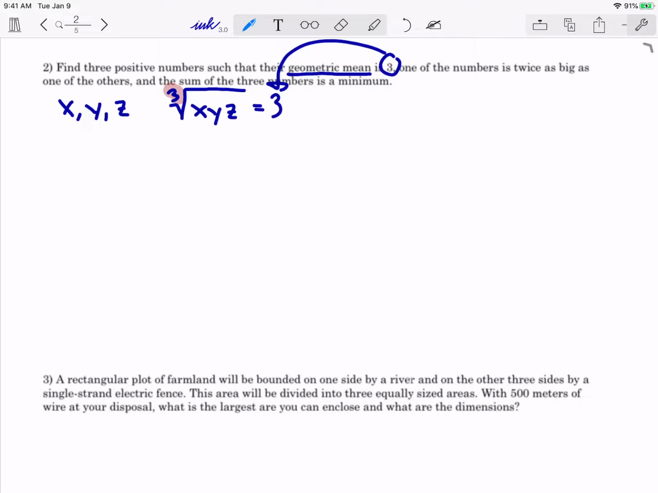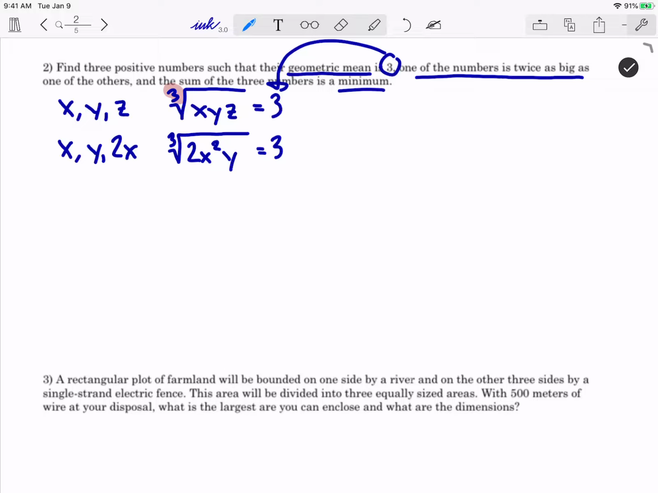So the next part of it says that one of the numbers is twice as big as one of the others. So instead of z, I'm going to say z is twice x. So I've got x, y, and 2x. So if I replace that statement, I've now got 2x squared times y. And that all has to equal 3. Alright, so ultimately though, what do I want to do? It says I need to find the sum of the 3 numbers such that it is a minimum.